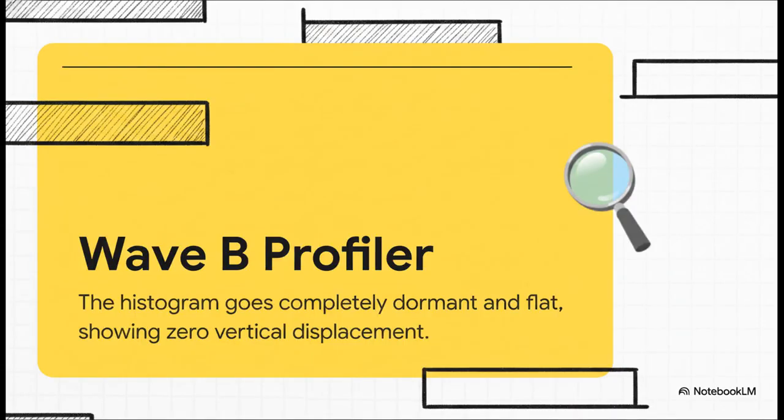Next up is panel 2, the Wave B profiler, or what we call the blocked footprint. The visual signature you're hunting for here is a histogram that goes completely dormant and flat. It's barely going to register any vertical displacement at all. The panel struggles to find any real structural depth, completely bypassing those standard deep or failed states you'd normally see. It is just a totally flat line.